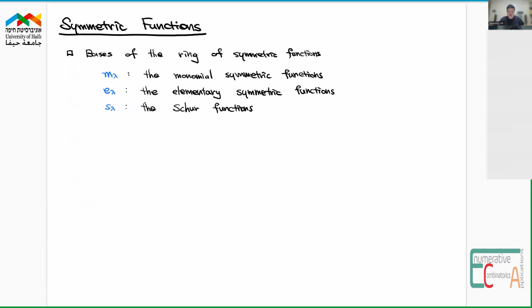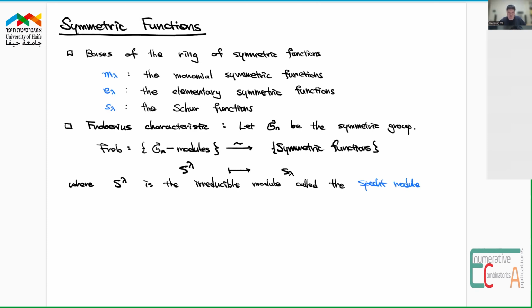As usual, I'll denote the monomial symmetric function by m lambda, the elementary symmetric function by e lambda, and the Schur functions by s lambda. All these symmetric functions are bases of the ring of symmetric functions, and lambda is an integer partition. Studying symmetric functions is important because, more or less, it is studying the representation theory of the symmetric group S_n. Indeed, there is an isomorphism called the Frobenius characteristic map, which sends the irreducible Specht module S^lambda, indexed by partitions, to the Schur function s lambda. In this way, Schur functions are of particular interest and importance.